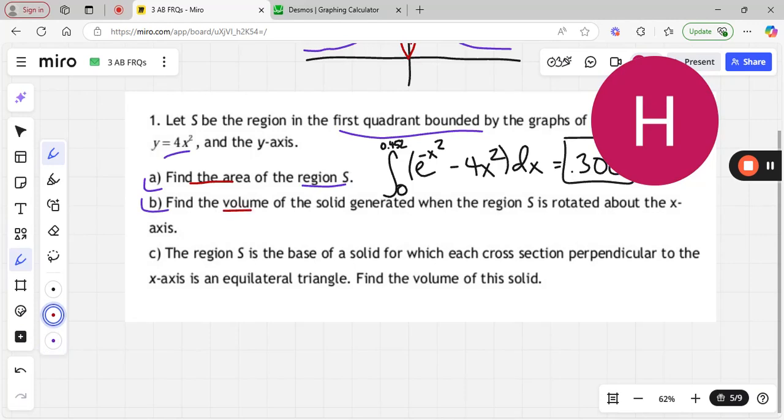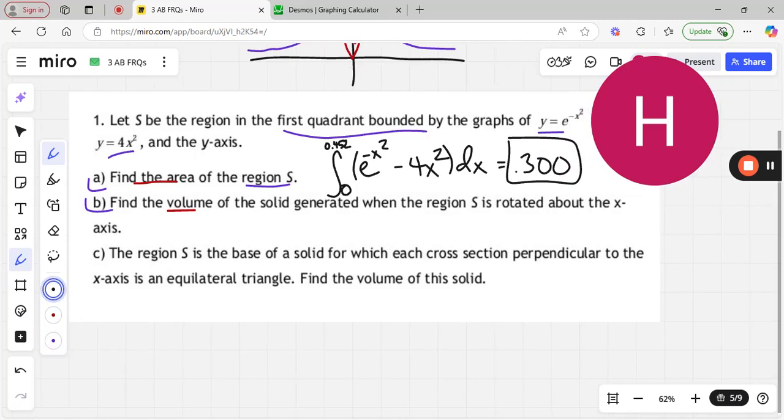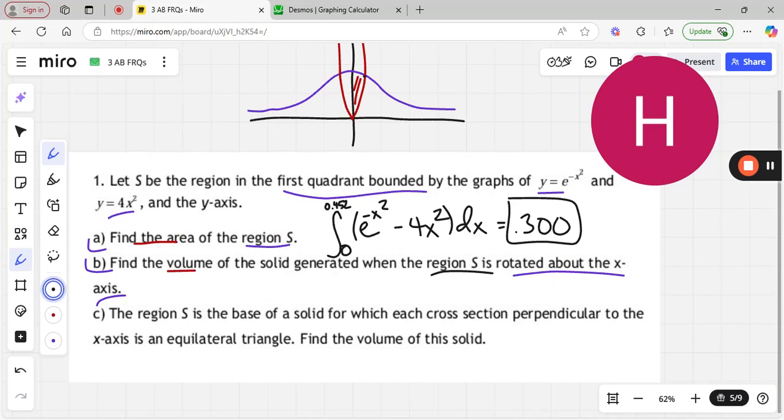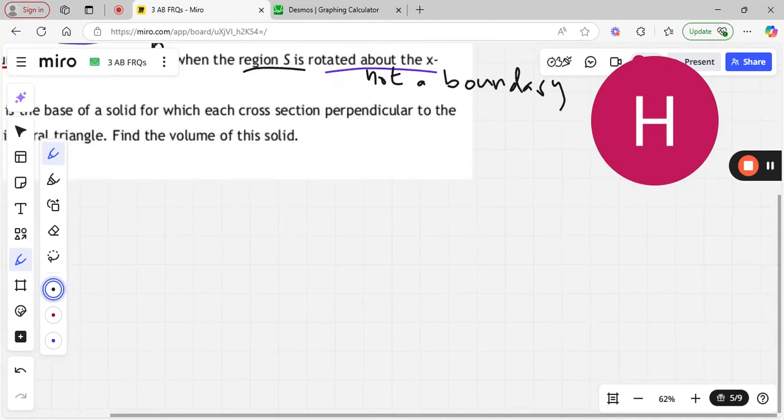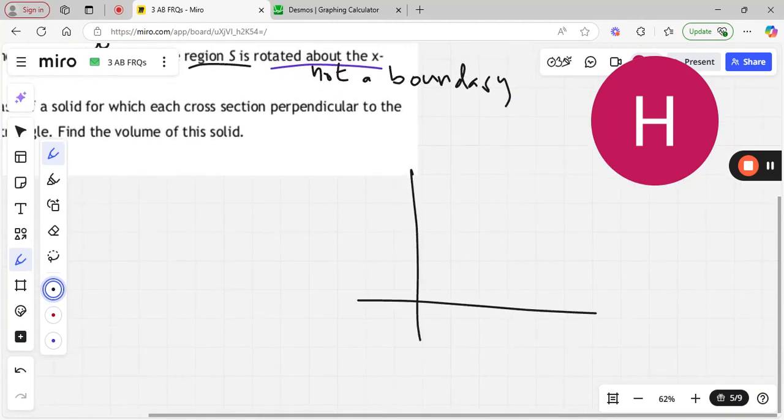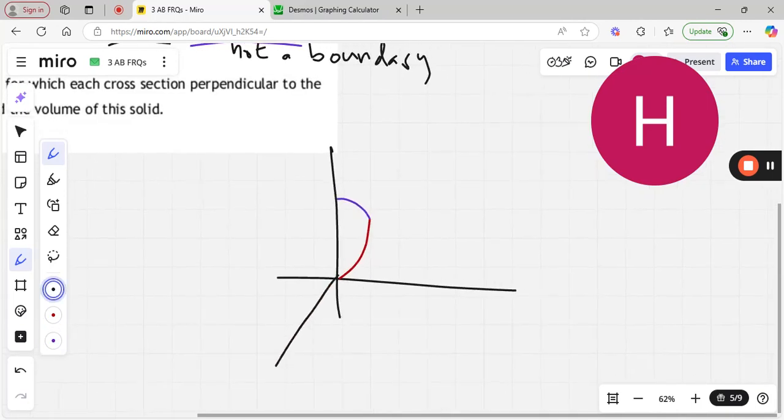Find the volume of the solid generated when the region S is rotated about the x-axis. If we're rotating it around the x-axis, we have to ask ourselves, is that one of the boundary lines? This is not a boundary. Therefore, the cross-sectional slices, which I'll sketch over again, like sort of exaggerate it. Bam. And let's make this three-dimensional.